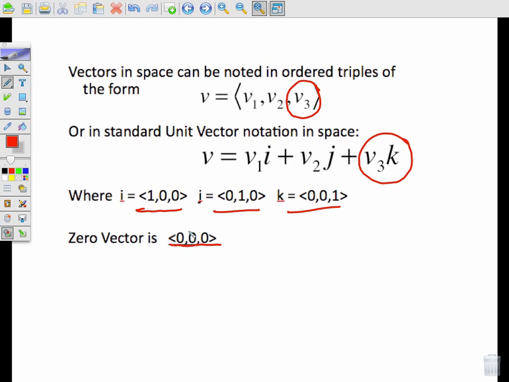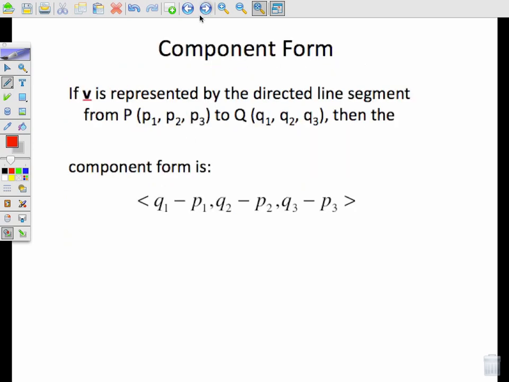All right, now let's look at the component form. The component form of a vector is the difference between the endpoint and the initial point. So if v is represented by a directed line segment from P to Q, then we are going to subtract Q1 minus P1, Q2 minus P2, Q3 minus P3, and that would be our vector in component form.